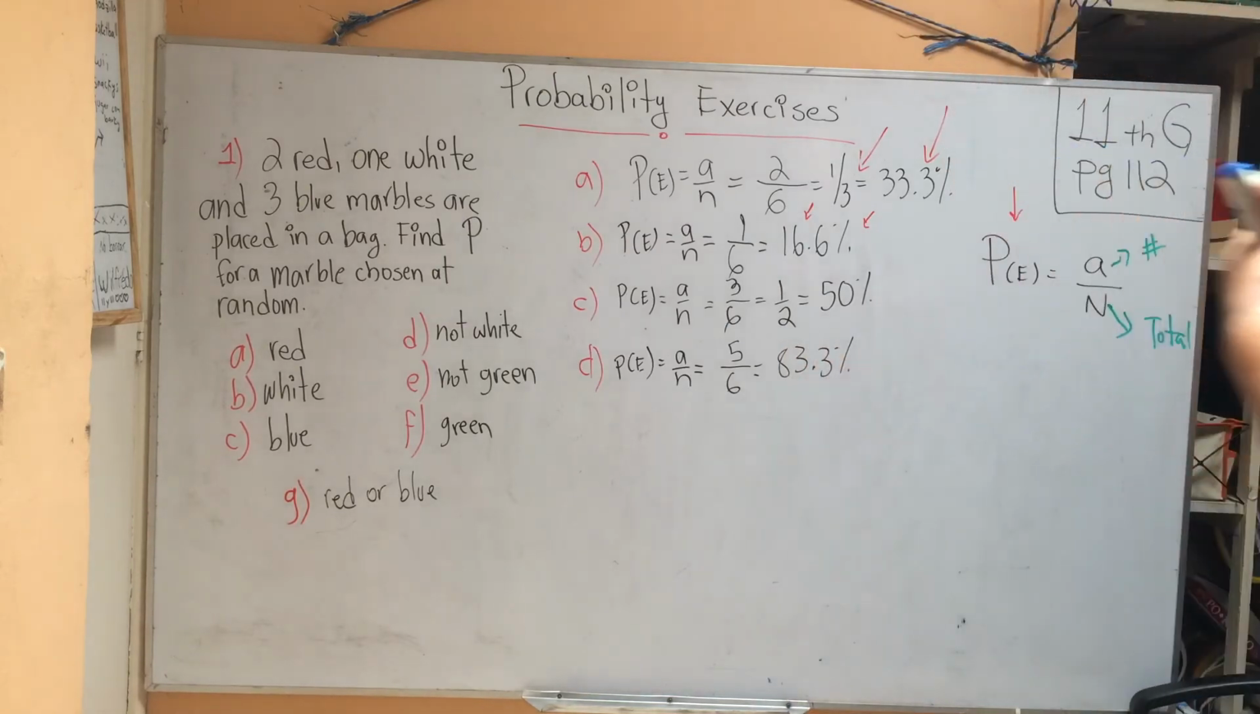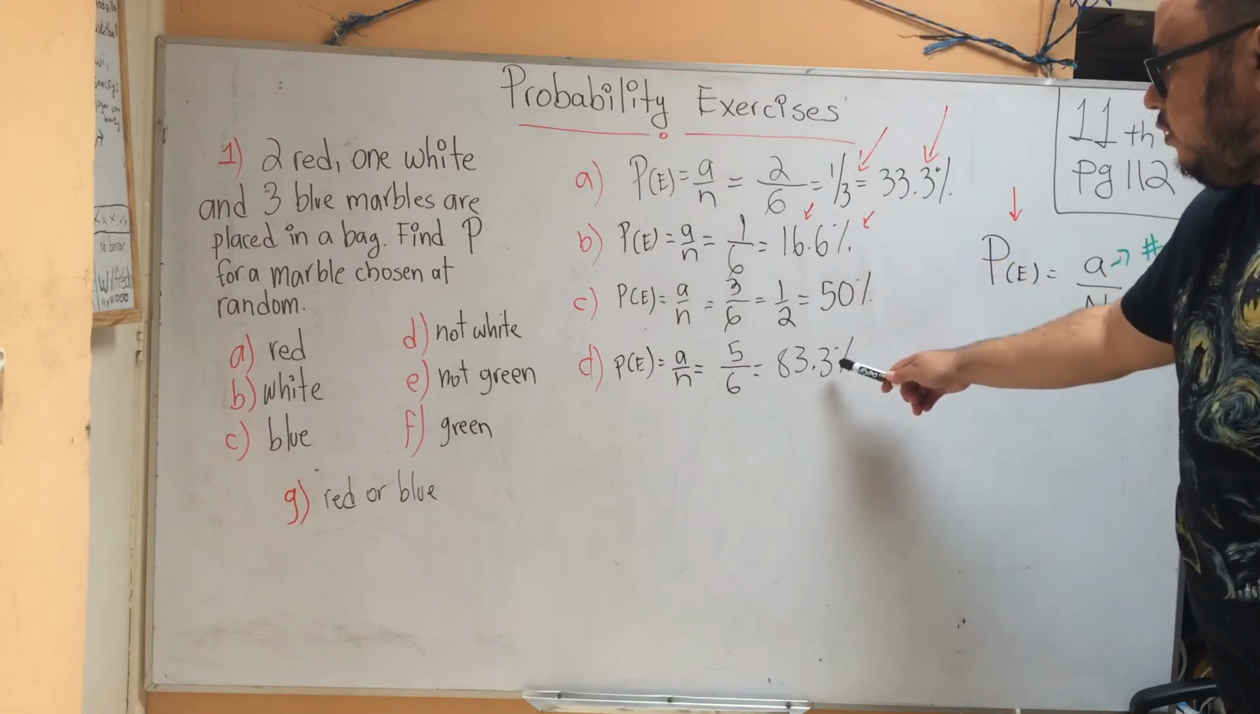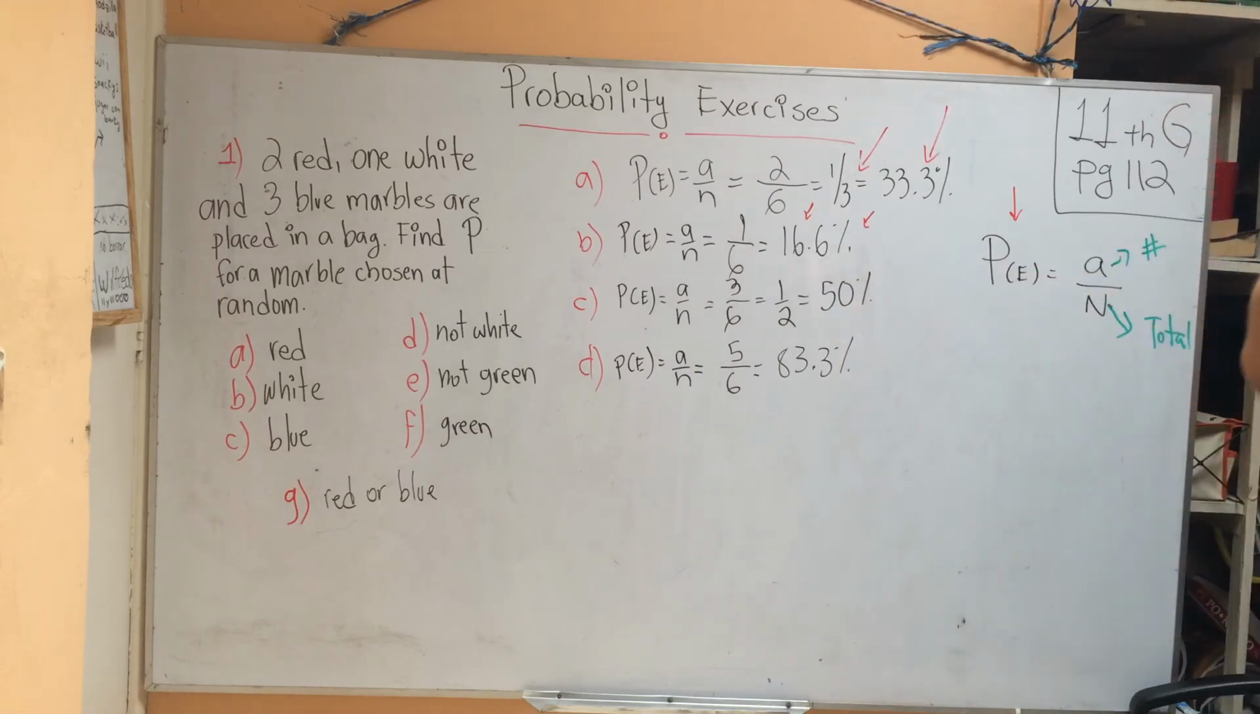So this is the probability of getting a non-white marble. And if you notice, it's the opposite, because if we were to add these two numbers, we would have 100. Let's look at the next one.